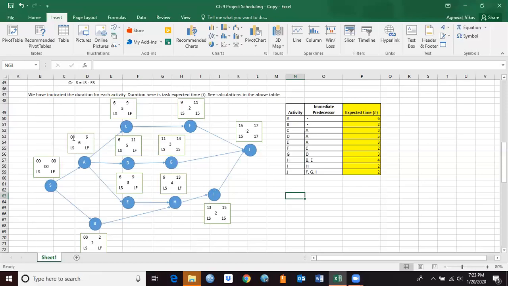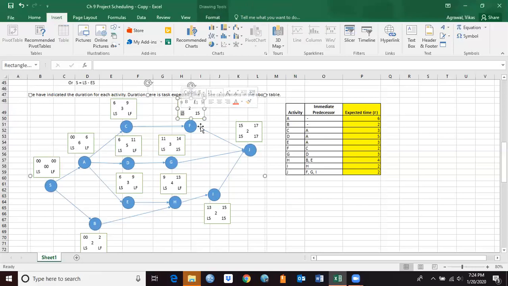So forward pass is early start, early finish. That means how early you can start the activity and how early you can finish the activity. Backward pass is late start and late finish, how late you can start the activity or how late you can finish the activity. So that's something you have to keep in mind. So here for activity F is going to be 15 minus 2 as 13 here.